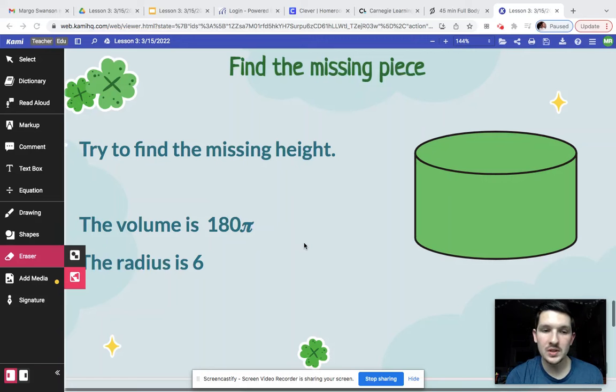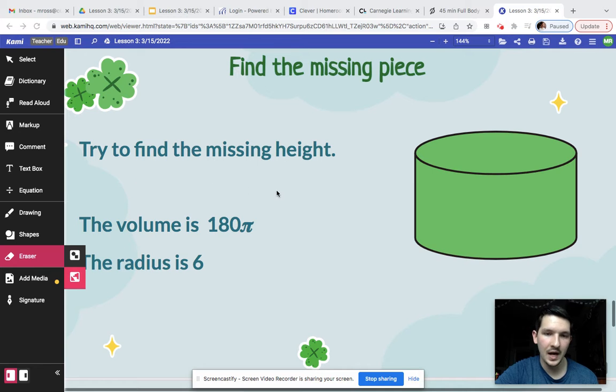All right, y'all. Today you are still going to be using the idea of pi r squared times height to find the volume of a cylinder. Now, however, today you're going to be practicing what if I don't give you all the information? You're missing pieces. How do you find it?